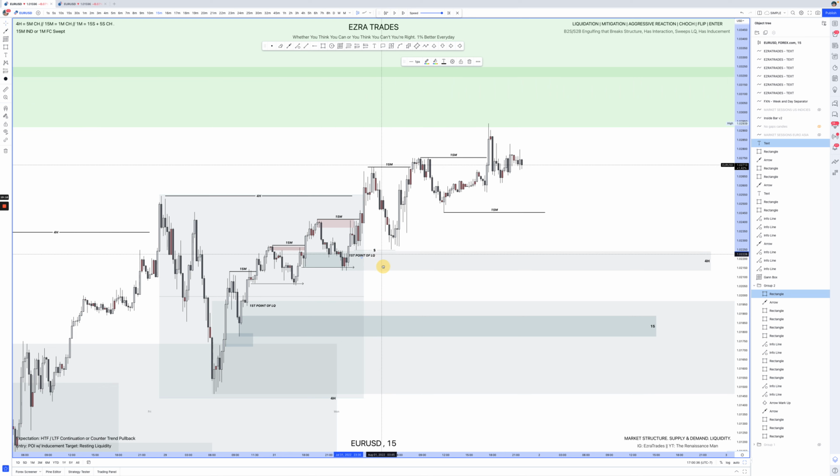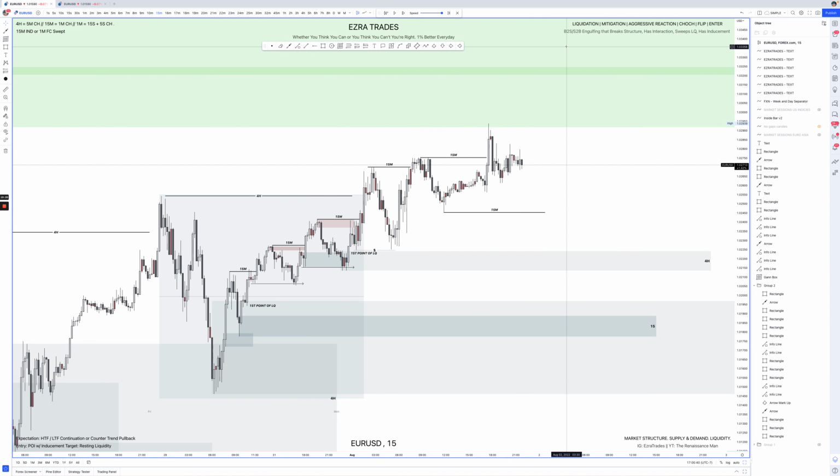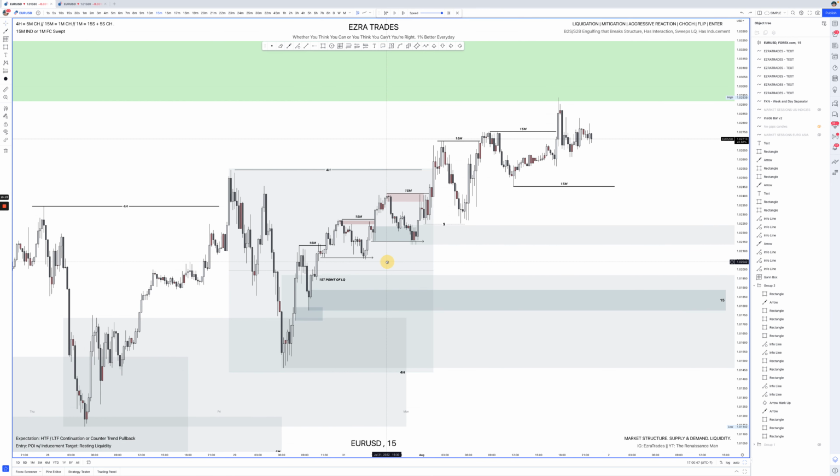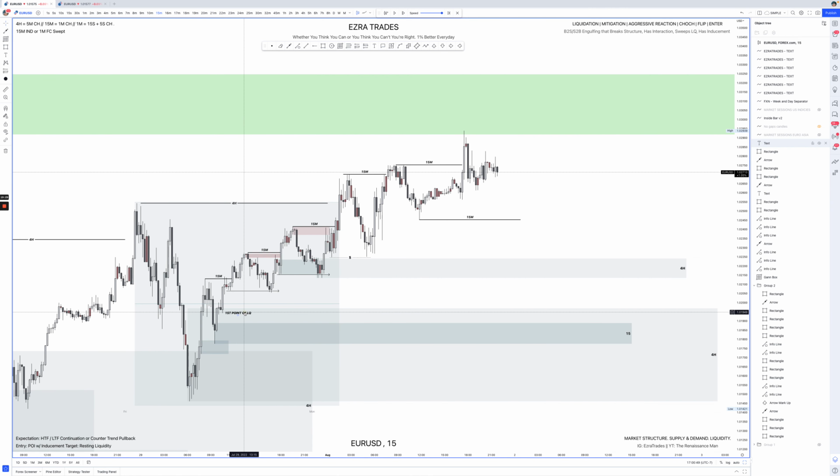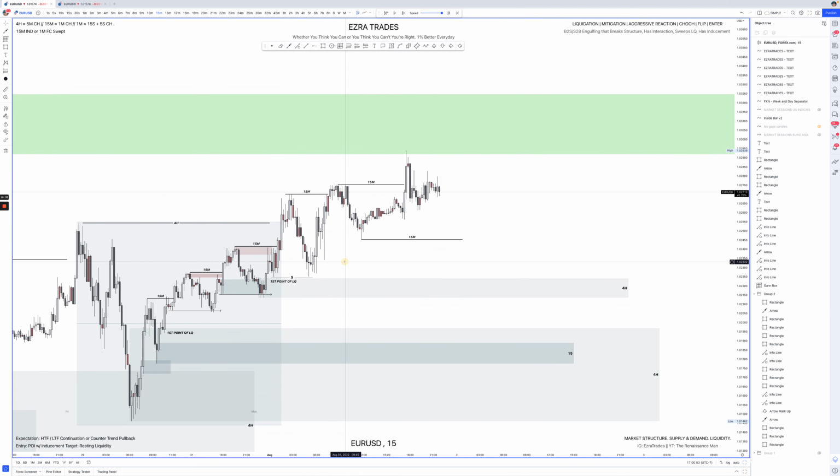What did I accidentally click on here? I don't know how I did that. Oops. Let's go back and just manually do this. First point of liquidity, and we also have equal lows.